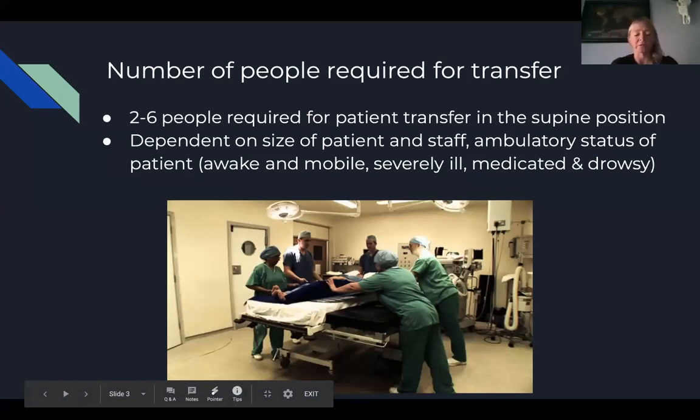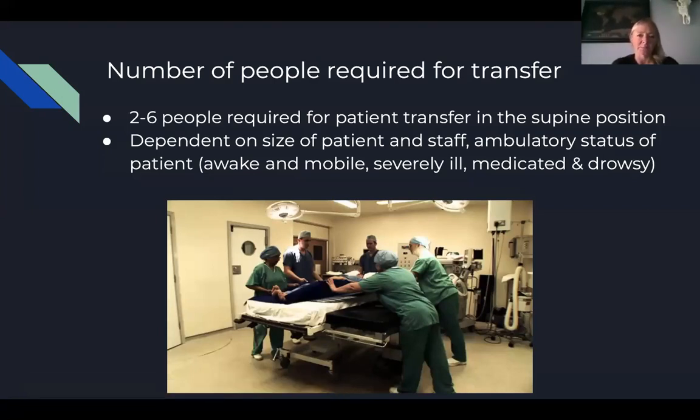The number of people required for transfer is 2 to 6 people. It is dependent on the size of the patient and the staff moving the patient, and the ambulatory status of the patient, meaning whether they are awake and mobile, or whether they're severely ill, medicated, and drowsy, and so whether they can help or not.